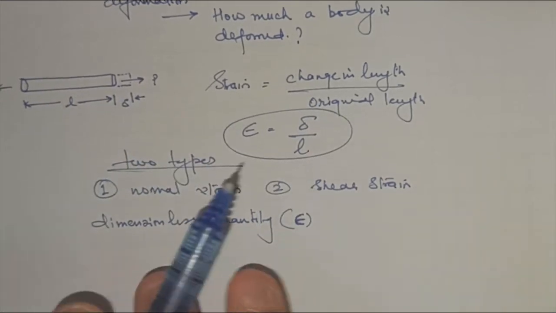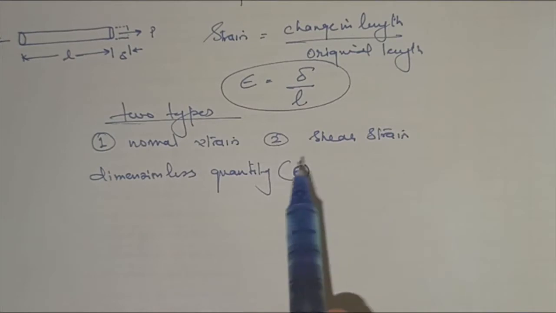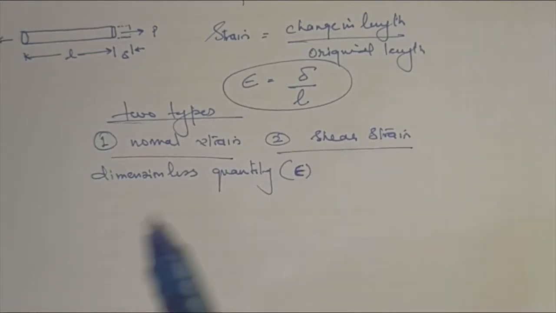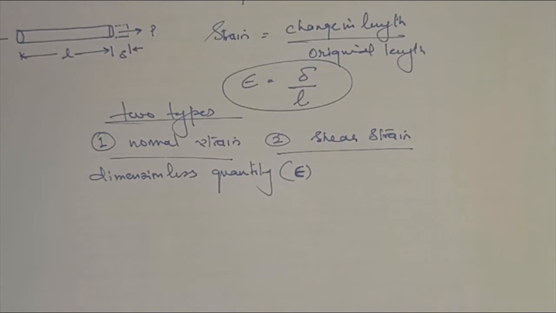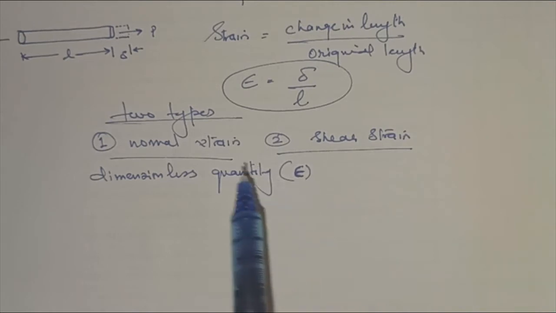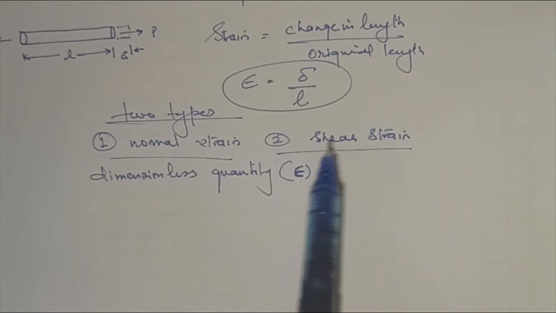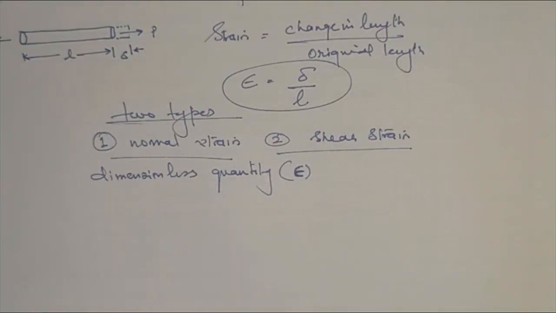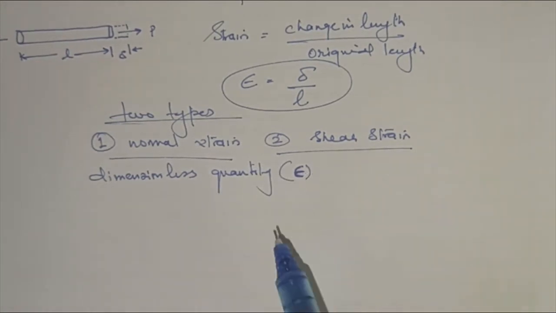So let's define the strain more in terms of a coordinate system in which there will be different strains. As I said, there are normal strains and there are shear strains. Normal strains act on the body where the load is normal. Normal strains are along the axial directions, and shear strain is in the transverse direction, when the load is applied transversely.